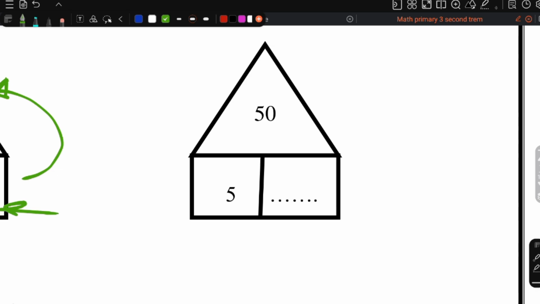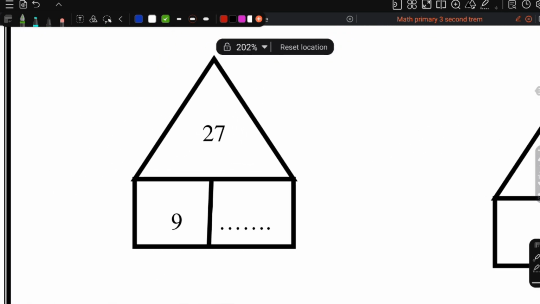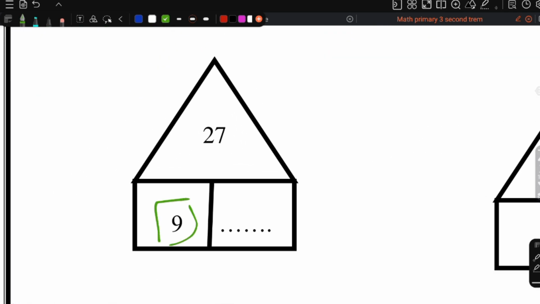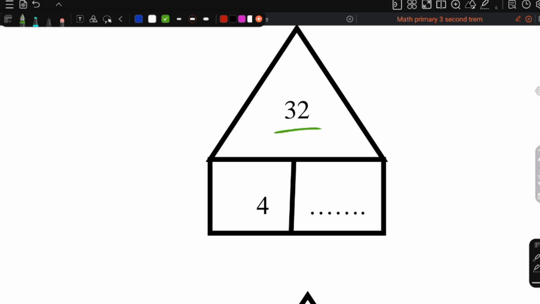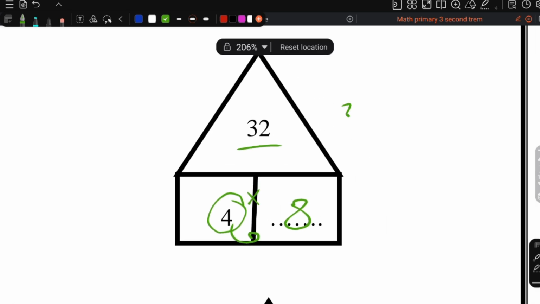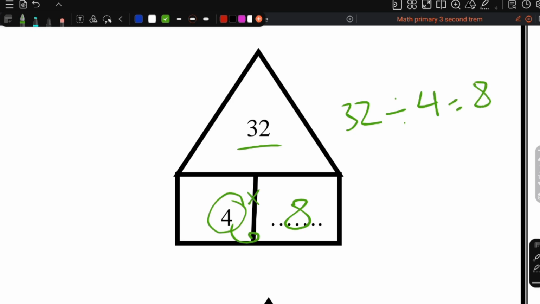If you look into this house, you will see 5 times what number gives me 50? Yes, exactly 10. Here the same, 9 times what number gives me 27? 3, exactly. 4 times what number gives me 32? Yes, 8. Or we can say 32 divided by 4 equals 8. Okay, the same.